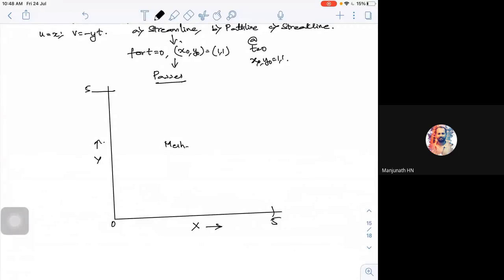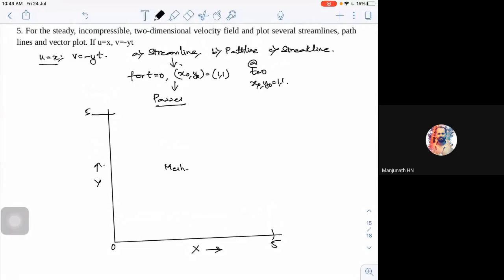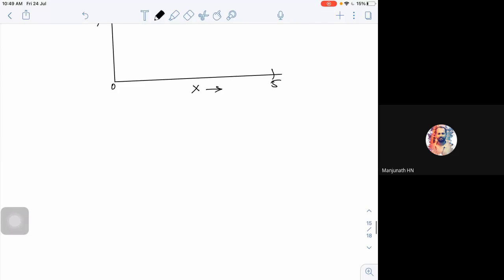Now, I have the equation u is equal to x, and the equation v is equal to minus y into t. Now let's try to get the equations, then we'll move to the code. Let us look at the streamline. What is the equation for the streamline? Already we have seen it is dx by u is equal to dy by v. Let's substitute for u and v. This will become dx by x is equal to dy by y into t, with a minus. So let us integrate it.